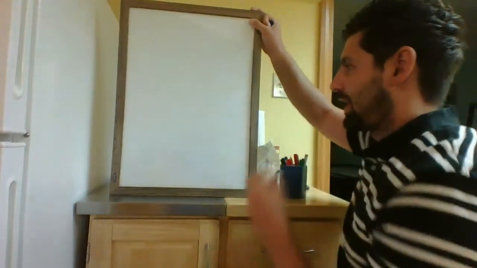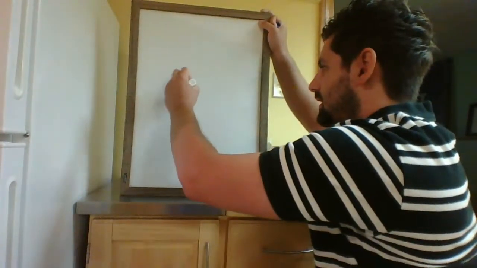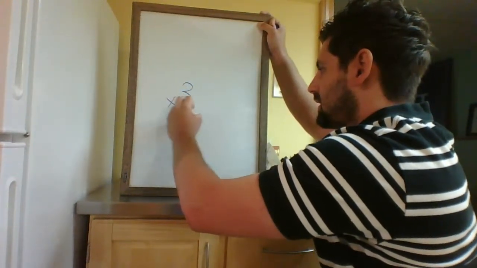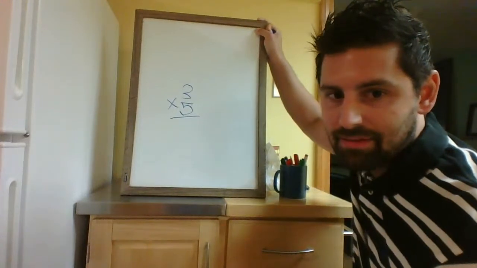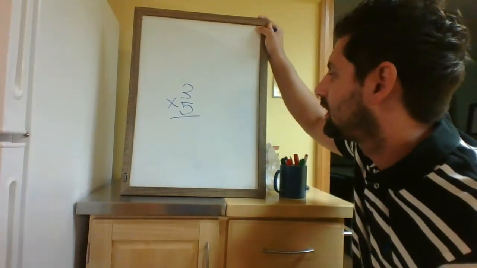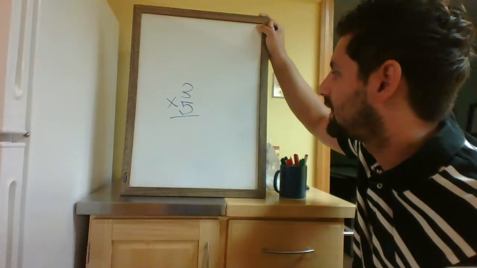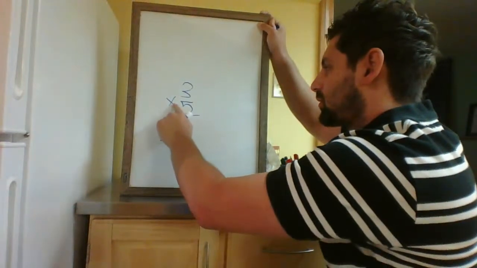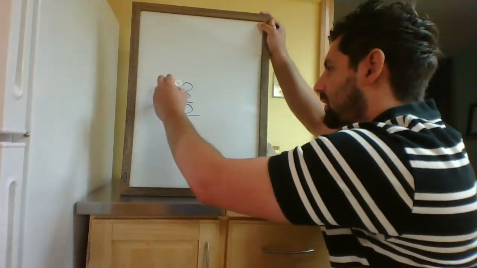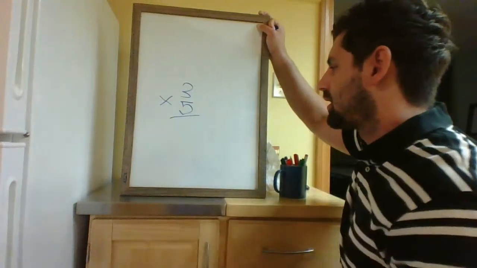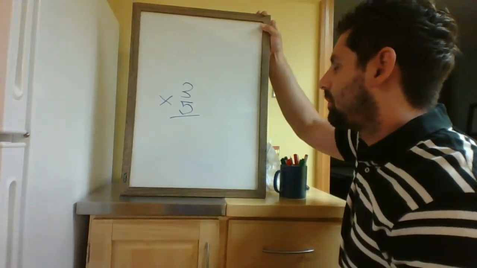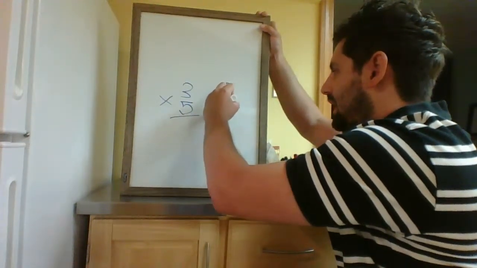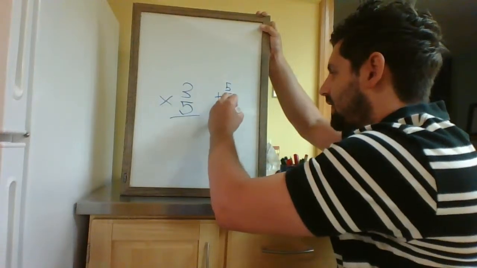Next problem, I'll do another strategy. So here we have 3 times 5. Another strategy you could use is repeated addition, because that's basically what multiplication is. It's repeated addition. It's adding the same number a certain amount of times. So 3 times 5 would mean that you're adding the number 5 three times. If we wanted to write that as a repeated addition problem, we would just write 5 plus 5 plus 5.